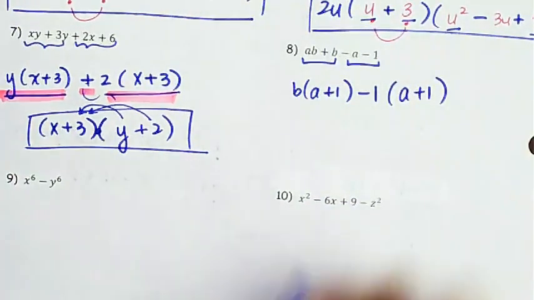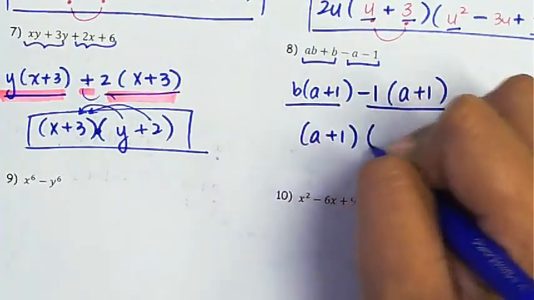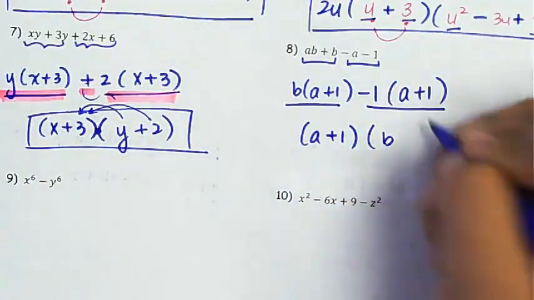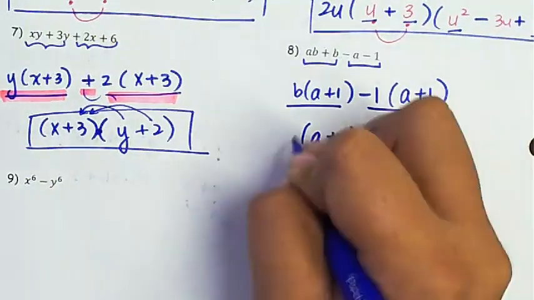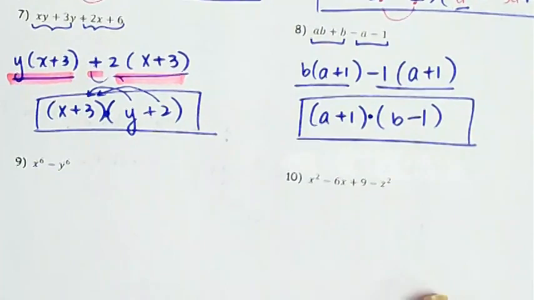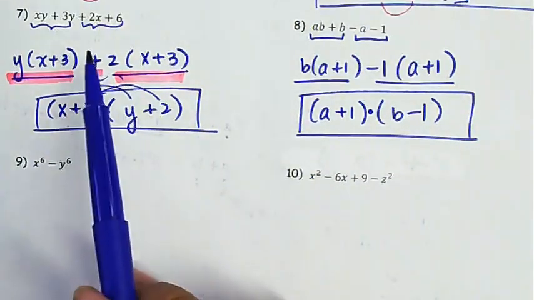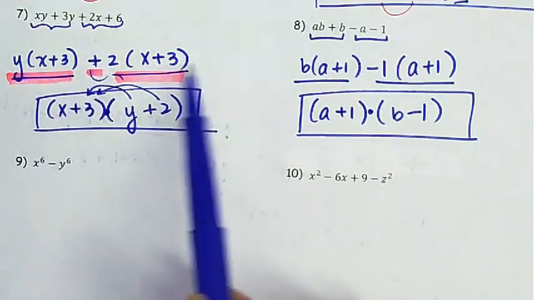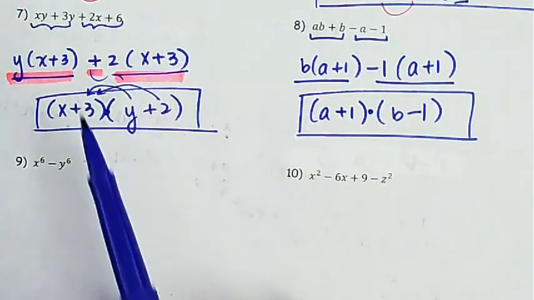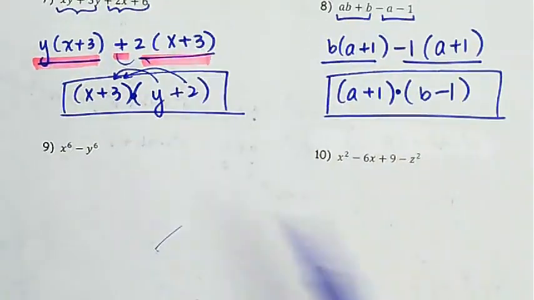Now I have a binomial. What do these two binomials have in common? A plus 1. And if this gives up a plus 1, there's a b. And if this gives up a plus 1, there's a minus 1 left. And I've created multiplication. So with 4 or more terms, when you have to do factor by grouping, you're not done after the first step. You have to do an extra step. Okay? So there's always at least going to be 2 lines.